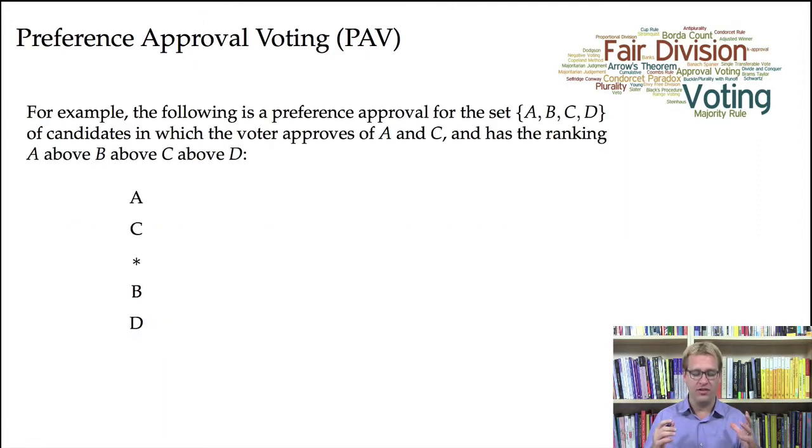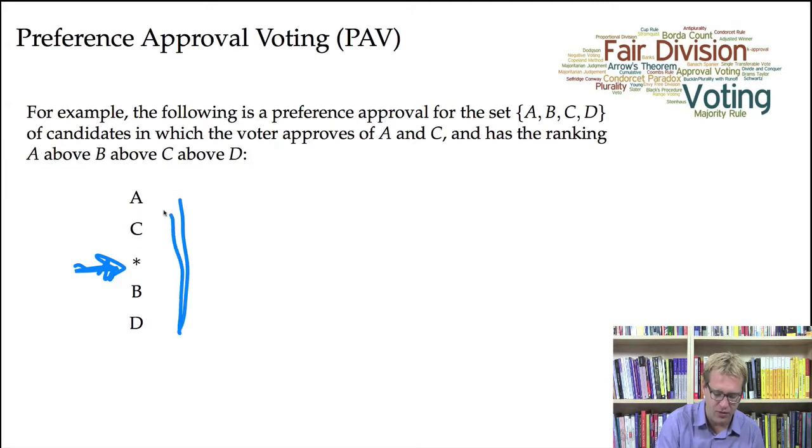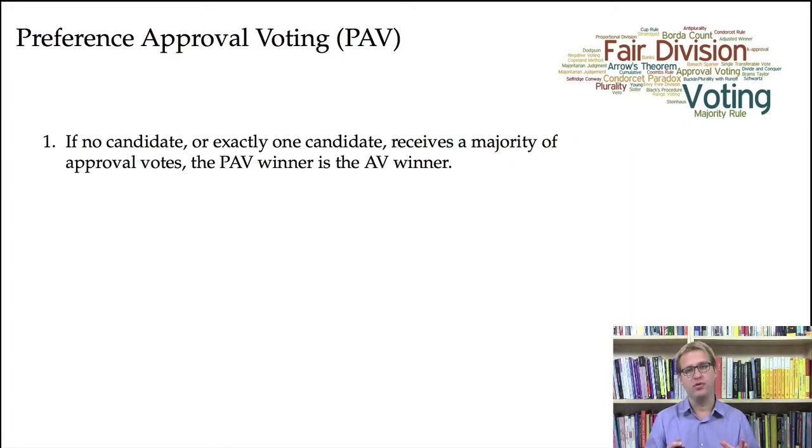So with this consistency assumption, we can represent the voters' ballots in the following way. We can introduce this special symbol star, and that's meant to be a line between the approvals and the candidates that the voter does not approve of. So in this example, the voter ranks A above C, above B, above D, and approves of the top two candidates. So how does preference approval voting work?